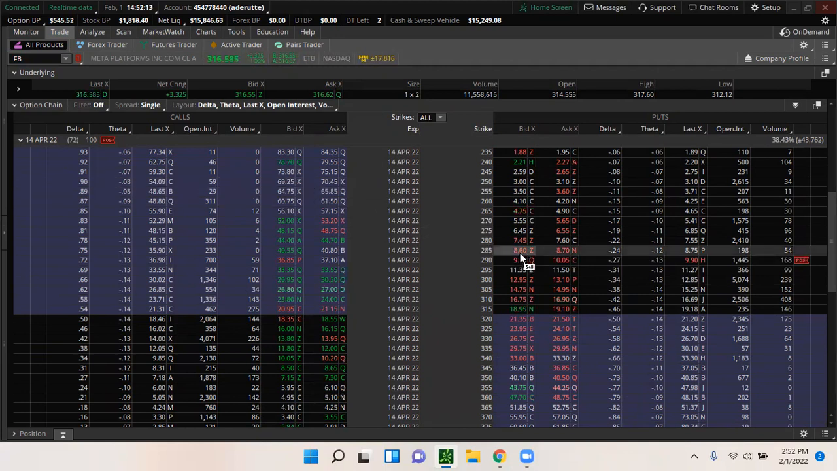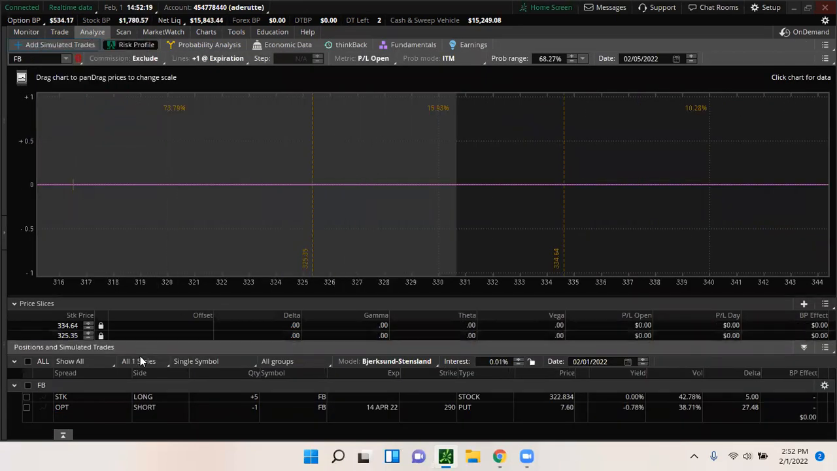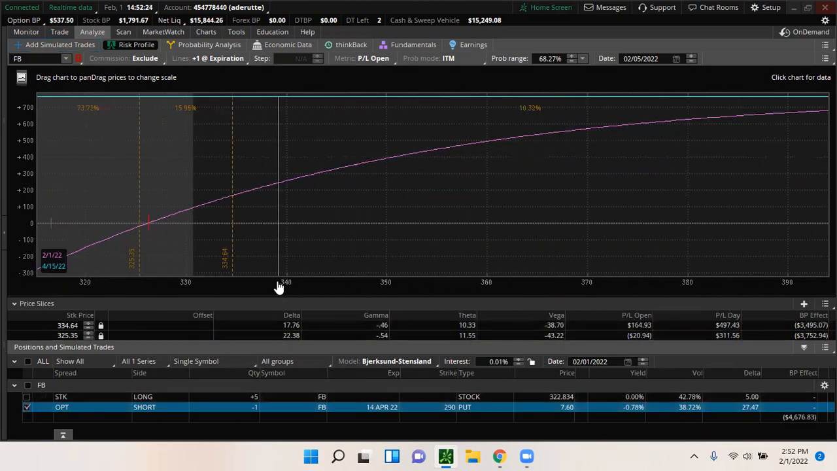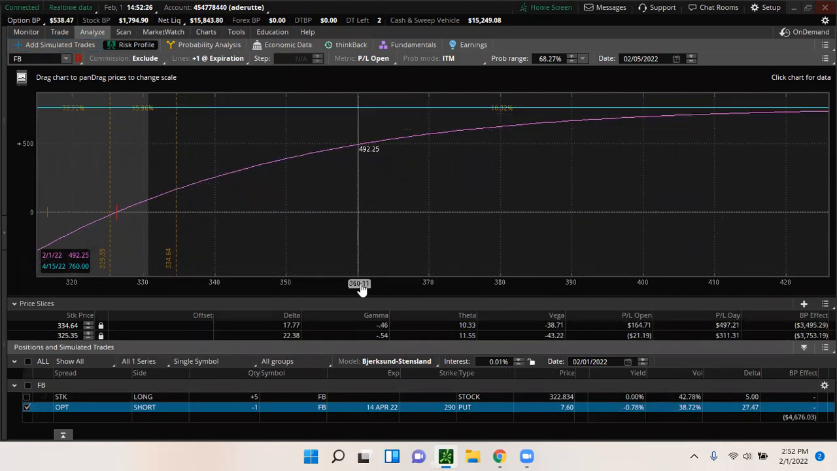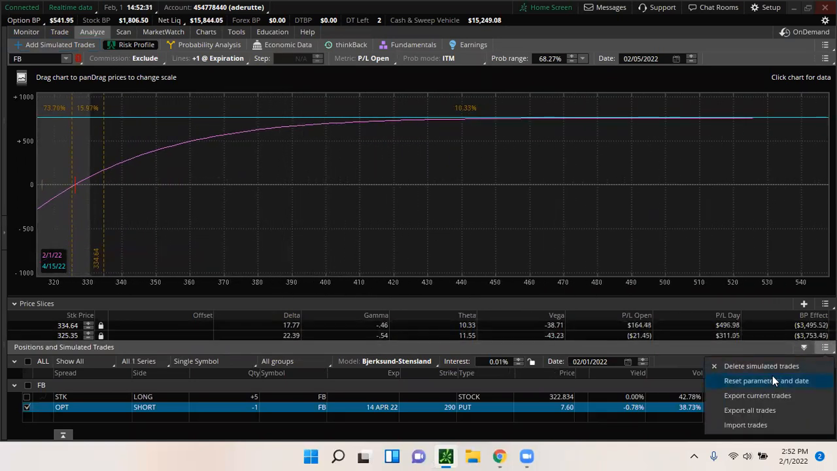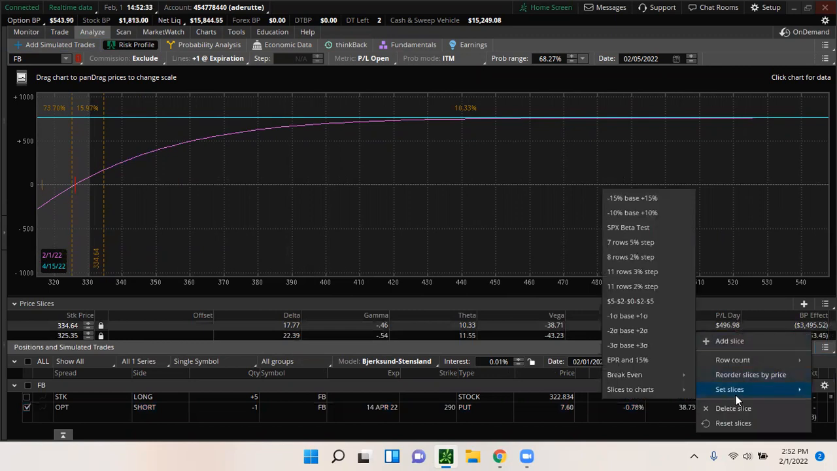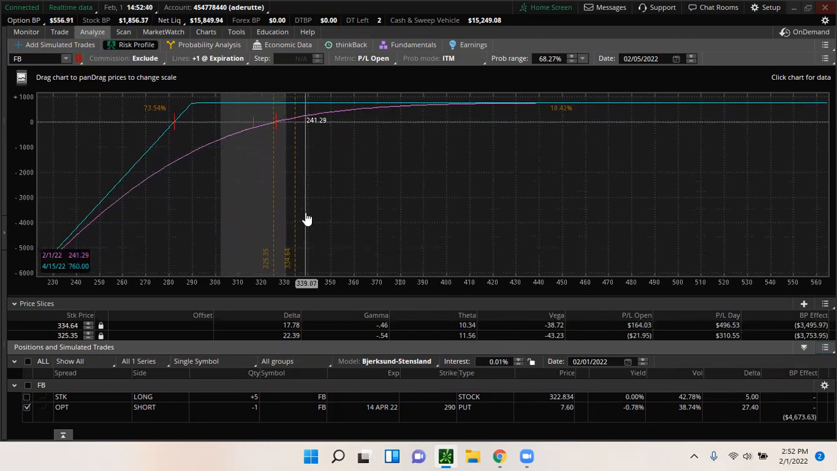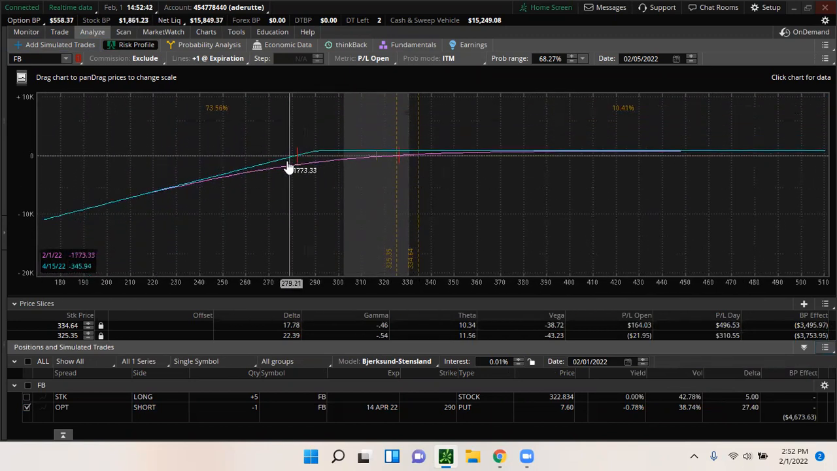So what does that mean, right? So that means that, actually, I could probably show you here. Yeah, here we go. Okay. Let me reset the parameters again. Okay. So this is where we are, right? Anything below here starts to lose money exponentially.